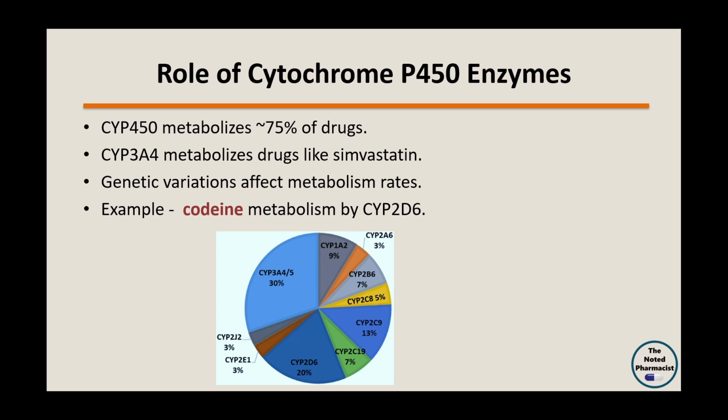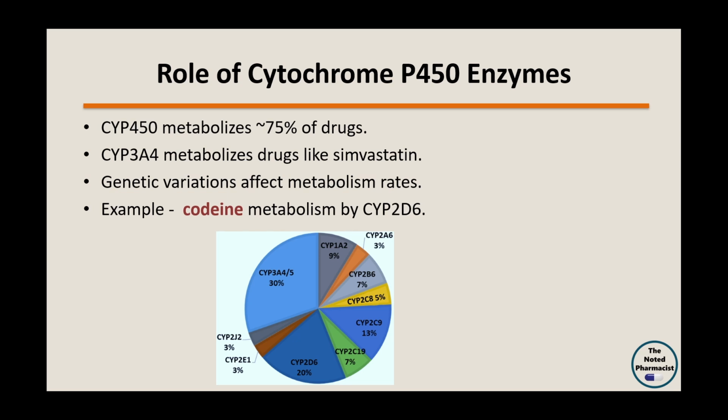Metabolism is largely driven by hepatic enzymes, especially cytochrome P450 enzymes, CYP450, which metabolize around 75% of drugs. For instance, CYP3A4, the most abundant enzyme, metabolizes drugs like simvastatin and midazolam. CYP2D6, meanwhile, is highly polymorphic, leading to varied responses to drugs like codeine and metoprolol based on genetic differences. The diagram below shows distribution of different types of cytochrome P450 enzymes.